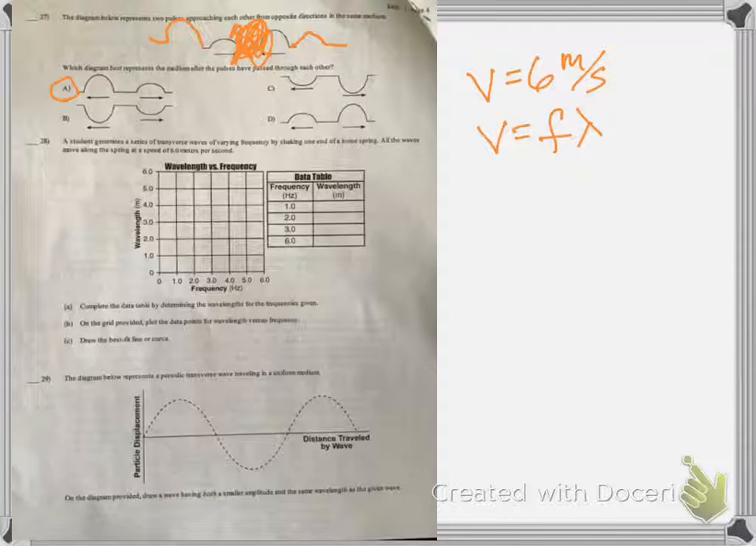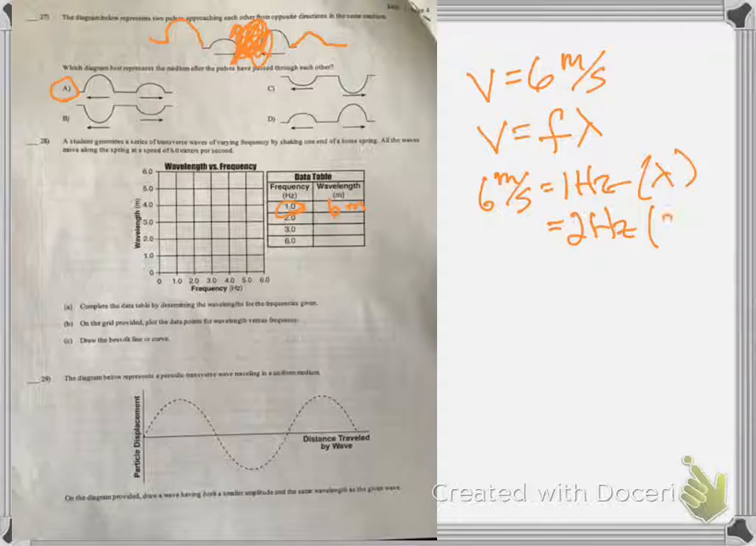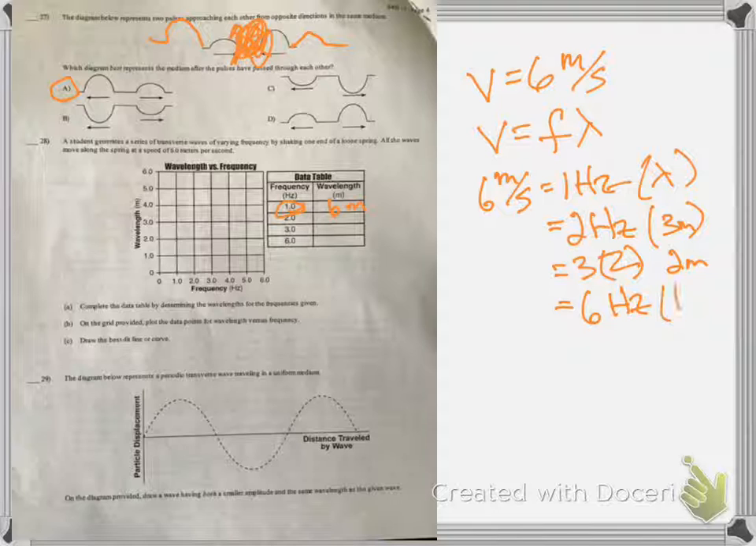So they give you the table here. If they're all traveling at 6 meters per second, you're given the frequency. Let's say it's 1 hertz for this first point here. The wavelength is going to be 6 meters. So you're solving for lambda. When it's 2 hertz, lambda is going to be 3. When it's 3 hertz, lambda is going to be 2 meters. And when it's 6 hertz, it's going to be 1 meter. So it looks like 3, 2, 1. So I completed the data table.